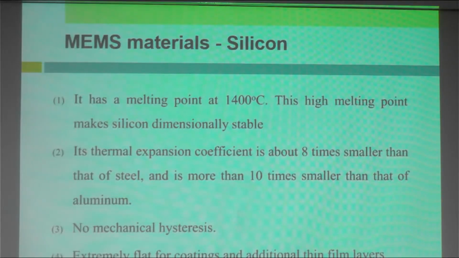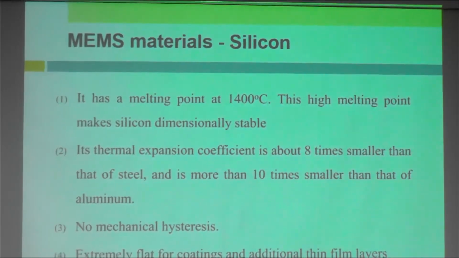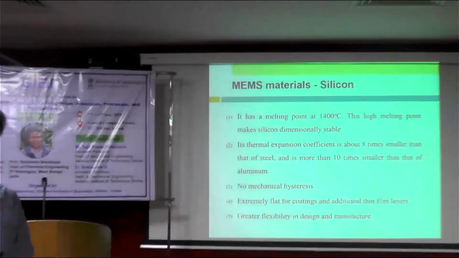Extremely flat for coating and additional thin layers. Of course, the processing to make the silicon flat is something else. You need polishing, etc., to make it flat, and you can make it a mirror surface. But of course, that is desirable due to the nature of MEMS or micro devices, where you want a very small dimension, which should be within the tolerance of the desired micro device design.